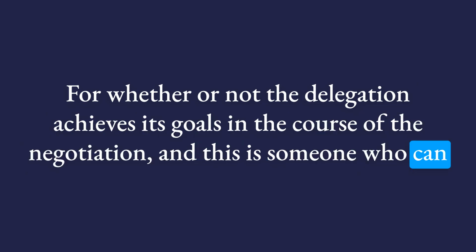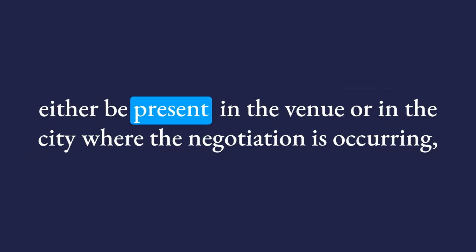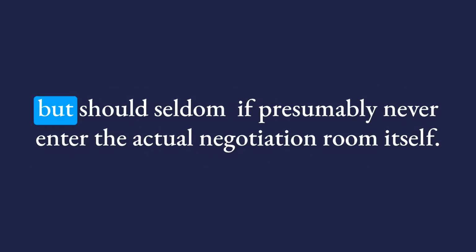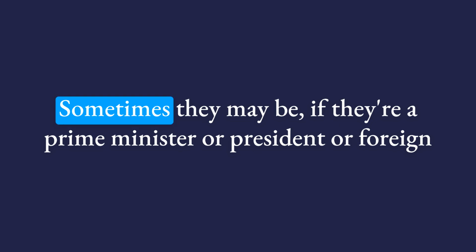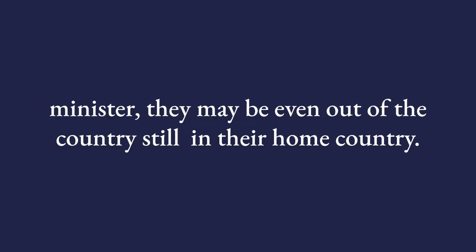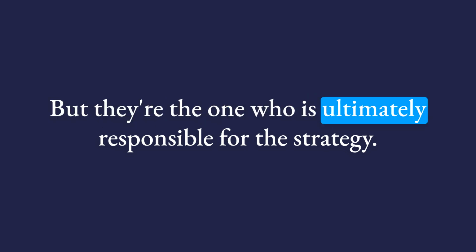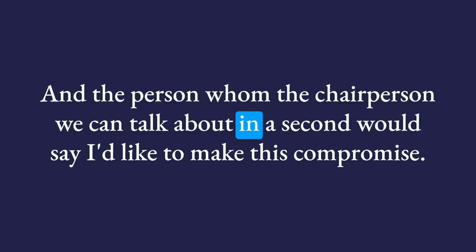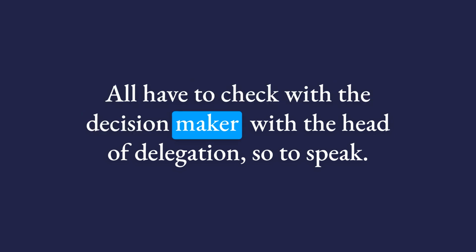And this is someone who can either be present in the venue or in the city where the negotiation is occurring, but should seldom, if presumably never, enter the actual negotiation room itself. Sometimes they may be, if they're a prime minister or president, a foreign minister, even out of the country, still in their home country, but they're the one who is ultimately responsible for the strategy, and the person whom the chairperson, we can talk about in a second, would say, I'd like to make this compromise. I'll have to check with the decision maker, with the head of delegation, so to speak.